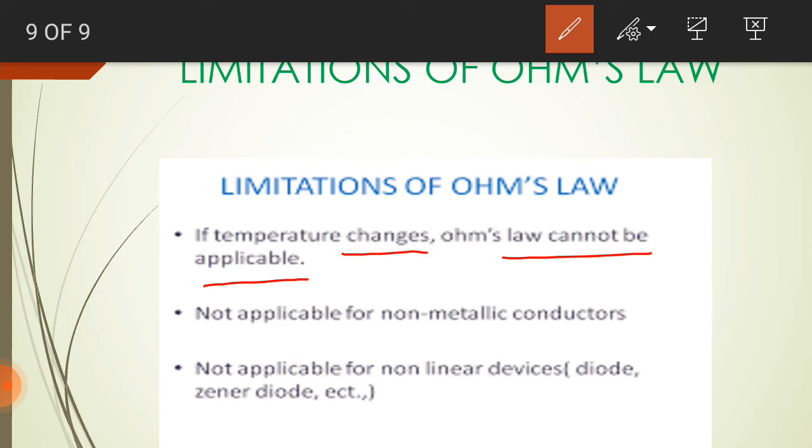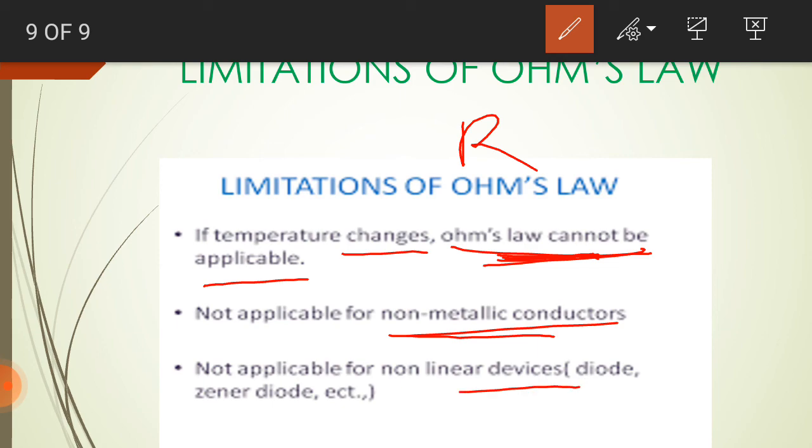So resistance will alter. First you perform the experiment, we get a value. Next, after some time when the wire becomes hot, we get another value. It will not be consistent. That's why you have to do the experiment very quickly. If the temperature changes, the value of resistance also changes. Second, it is not applicable for non-metallic conductors. Third, it is not applicable for non-linear devices like diode, Zener, etc.